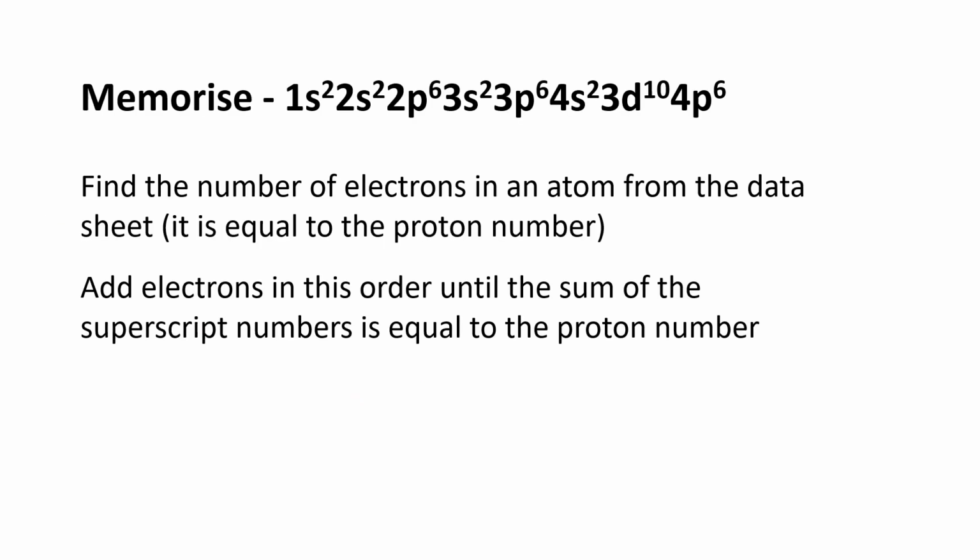It is essential that you know the order of filling of electron shells. It must be memorized. 1s2, 2s2, 2p6, 3s2, 3p6, 4s2, 3d10, 4p6. You can find the number of electrons in an atom from the datasheet. It is equal to the proton number. Add electrons in this order until the sum of the superscript numbers is equal to the proton number.